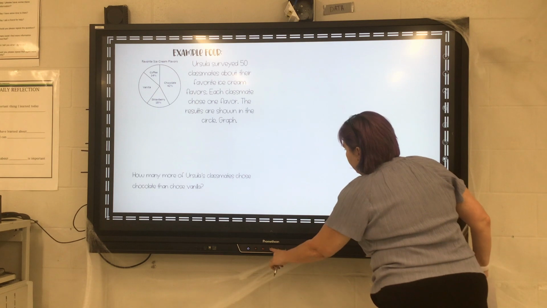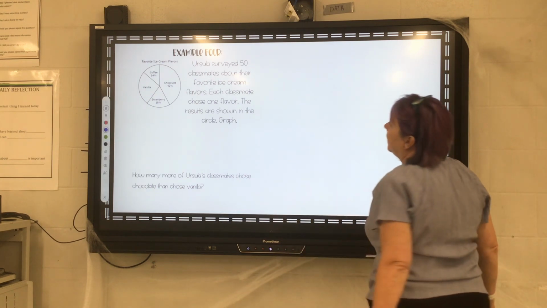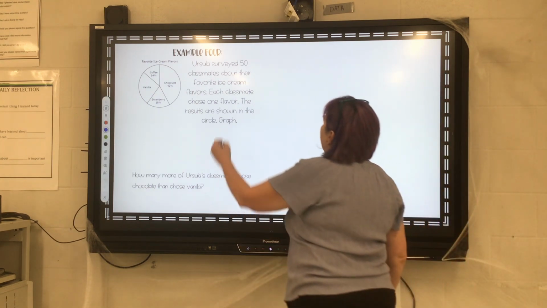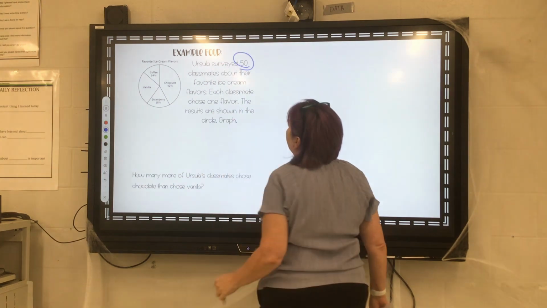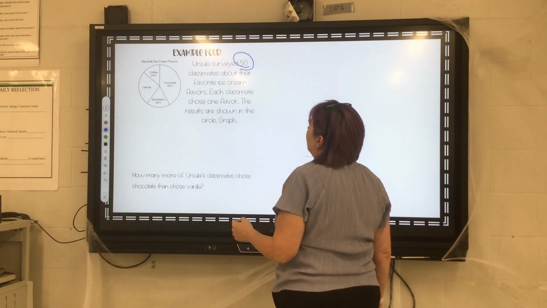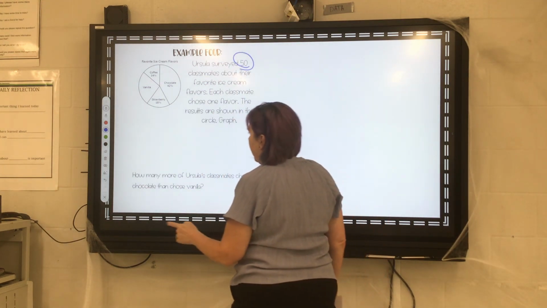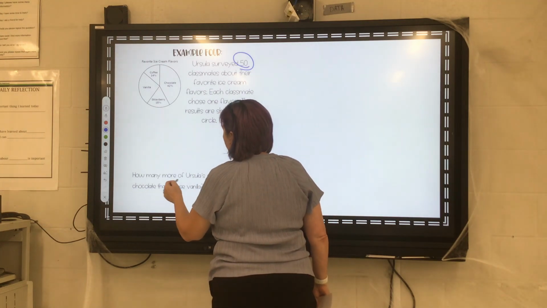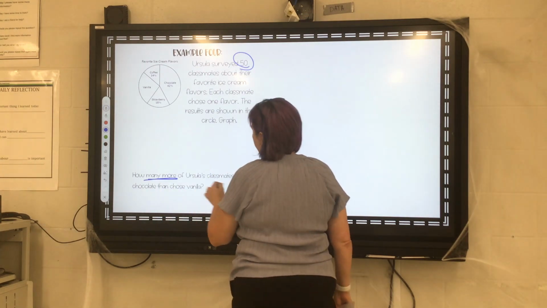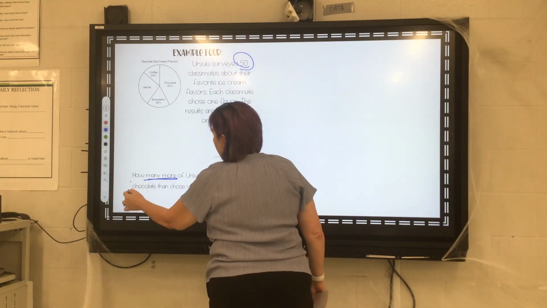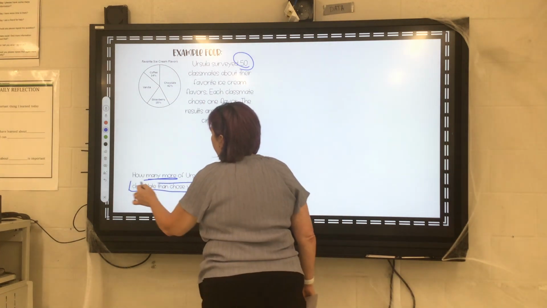And the last one. Okay. Ursula surveyed 50 classmates about their favorite ice cream flavors. Each classmate chose one flavor. The results are shown in the graph. How many more of Ursula's classmates chose chocolate than chose vanilla?